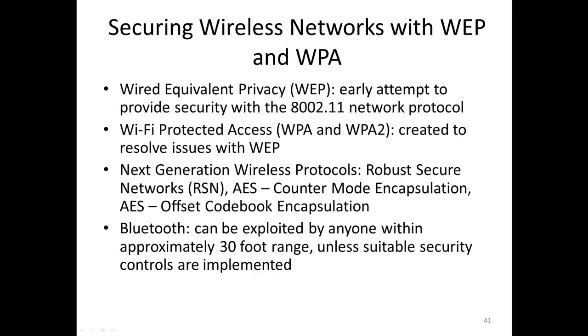SET provides the security for both internet-based credit card transactions and encryption at swipe systems of credit card locations in retail stores. Moving into securing wireless networks, there are a couple of different encryption standards available. Wired Equivalent Privacy, or WEP, was an early attempt to provide security to the wireless network protocol. WPA and WPA2 were created to resolve some of the security issues identified in WEP. And then we have some next generation wireless protocols, robust secure networks, AES, and a bunch of others like counter mode encapsulation and offset codebook encapsulation. And then obviously we have Bluetooth, which can be exploited by anyone within about a 30-foot range of the Bluetooth connection. So that's a real concern for wireless communication.